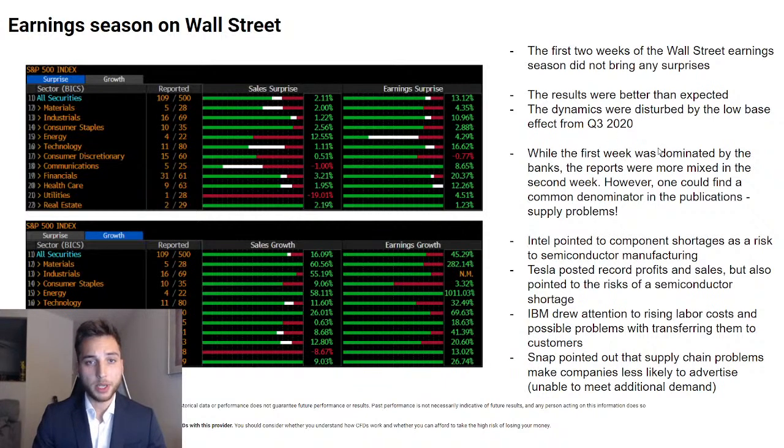While the first week was dominated by banks and financial institutions as usual, the reports were more mixed in the second week. However, one could find a common denominator in the publication, which is supply problems. Supply problems, which I've talked about, we've talked about, if you follow the news section, if you follow the WhatsApps, I've mentioned this many times, is that supply problems are really tying into a lot of the markets and a lot of industries. We're going to touch on them later on as well, but the main thing is that it's a cycle. So once one part of the cycle is starting to suffer, you'll find effects across. So let's say there are supply problems, that leads to shortages, that leads to higher prices, which then leads to even more complications down the line. So it's a cycle that kind of feeds itself.